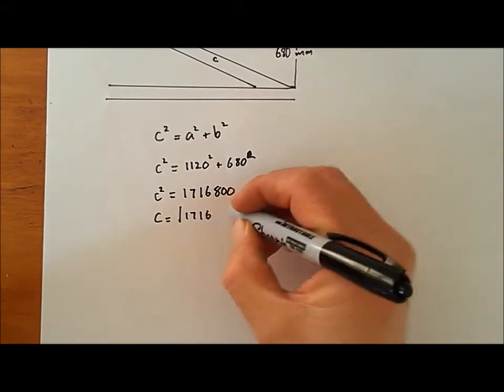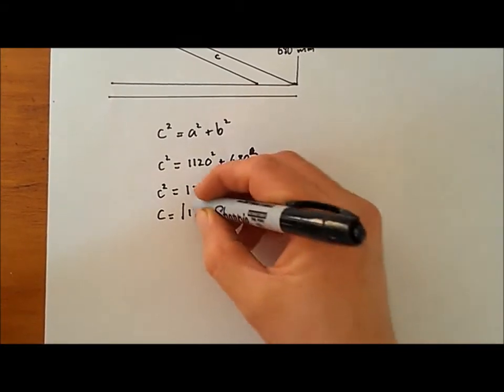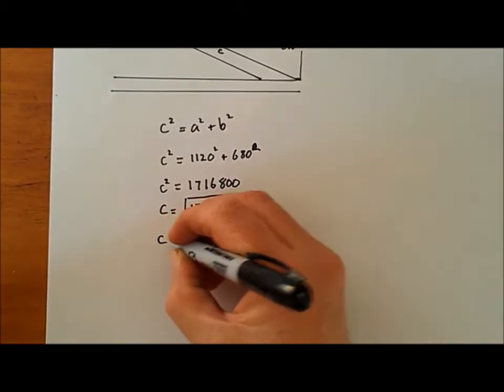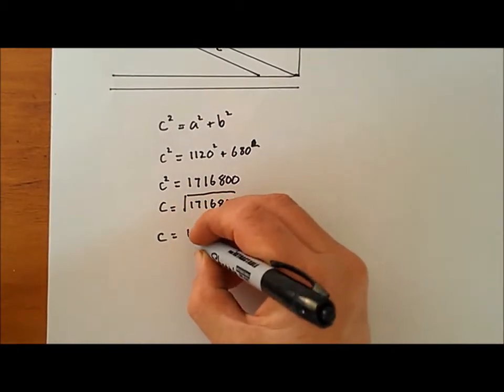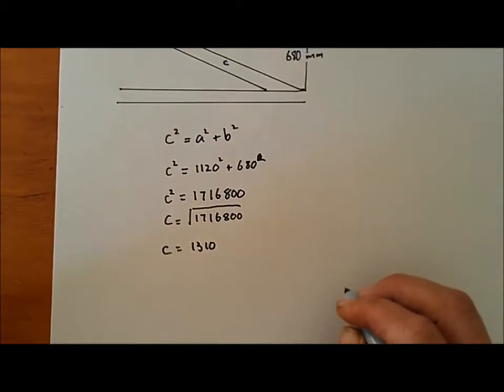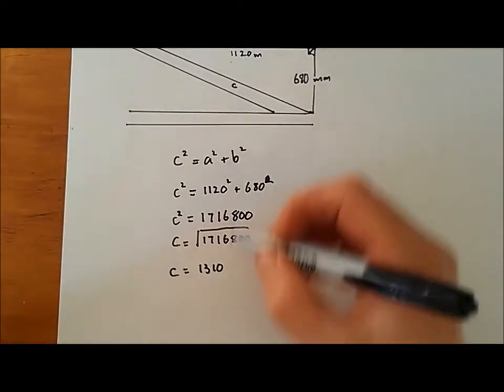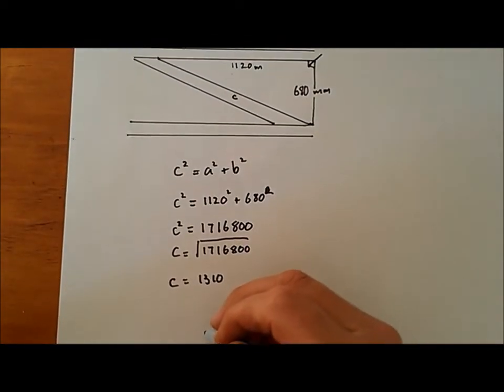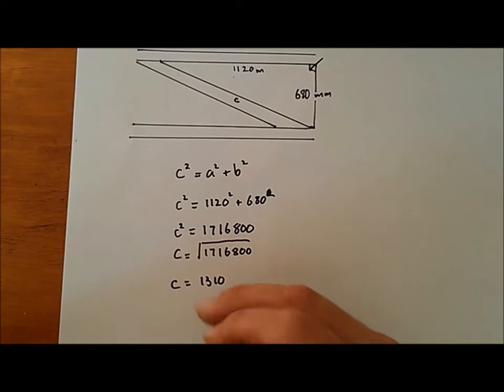Now the last step in Pythagoras' theorem is always take the square root of your answer. So you can just do that in your calculator, take the square root of that number, and we'll come up with C is 1,310. So the length of my brace on the gate would have to be 1,310 millimetres long.